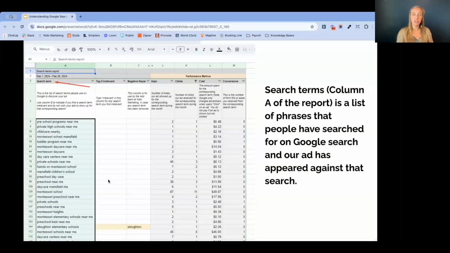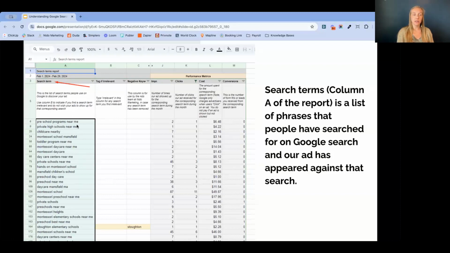Wonderful. So moving on to the search term report. This is another report that you might get if you're a client of ours. You get this monthly. We really want to have your input on these search terms. Remember, search terms are what your prospective parents are looking for. When they go into search, this is what they would be searching for. So in this first column, you'll see a list of the phrases that people have searched for on Google search and that your ad has appeared against that search.